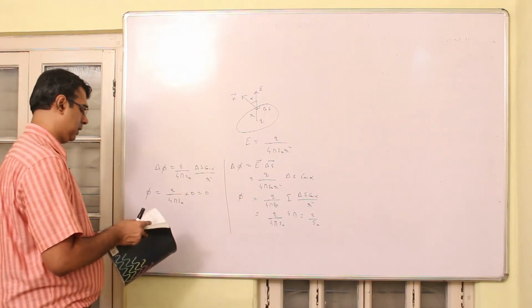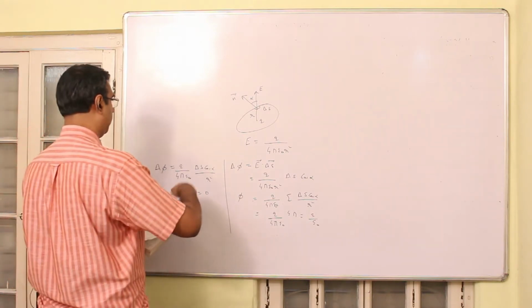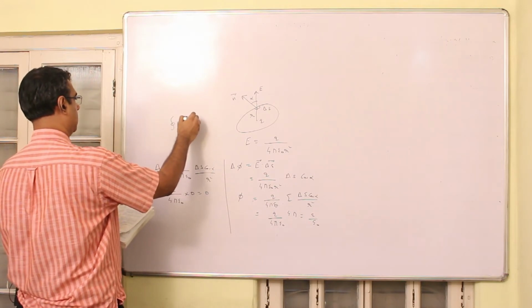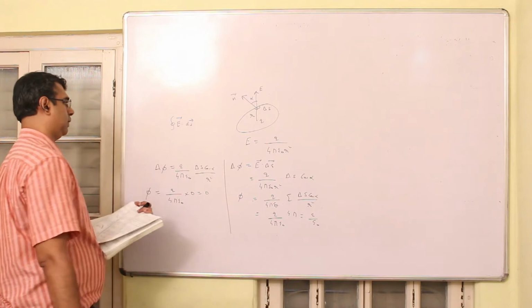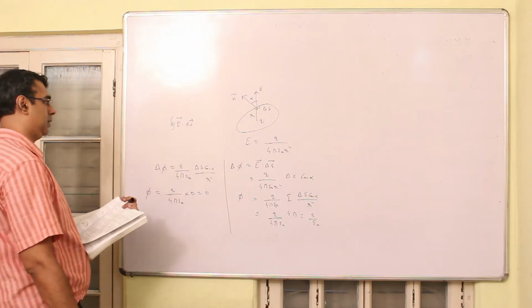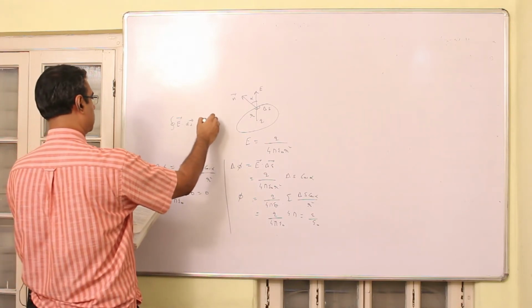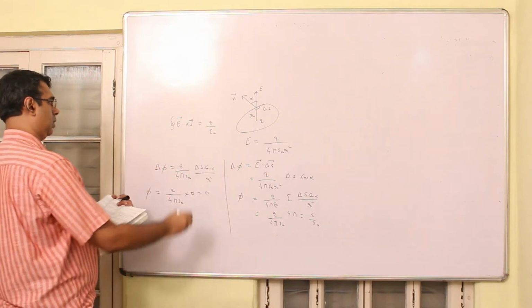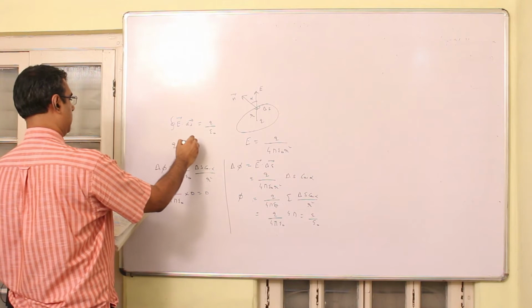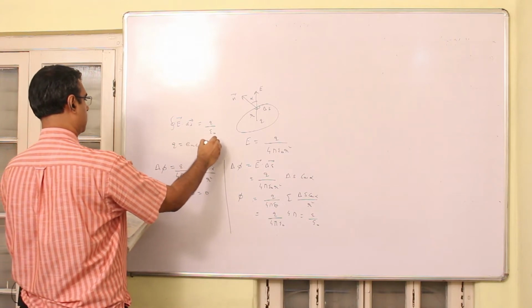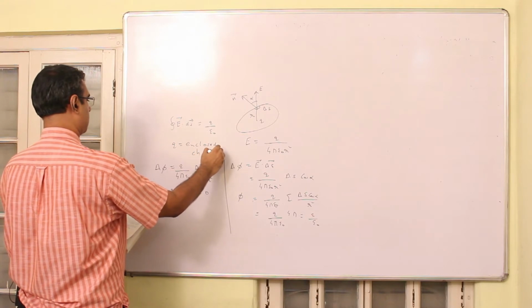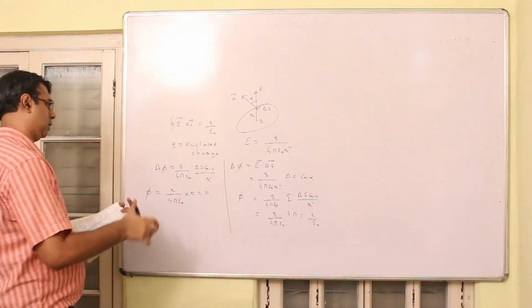So what exactly is the statement of Gauss's law? That if you have a closed surface and if you find the flux of the electric field through that closed surface, then it will be equal to Q by epsilon naught, where Q is the enclosed charge. So this is Gauss's law.